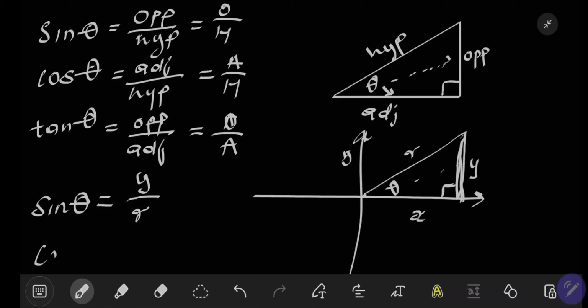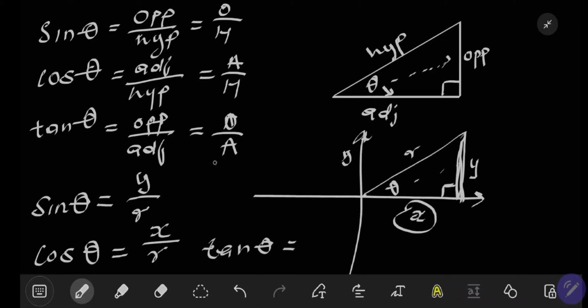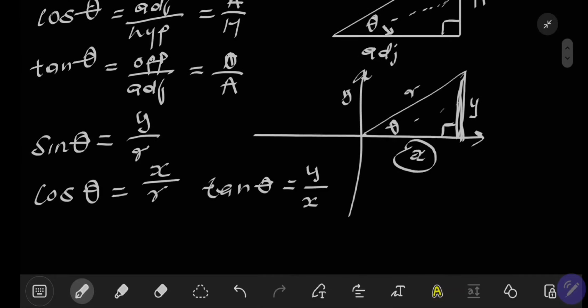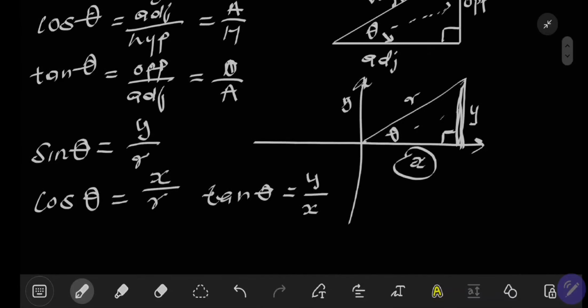Then we can define our cos of theta as the adjacent side, which is x, over our hypotenuse side, r. And our last trigonometric ratio, tan theta, we define as opposite over adjacent: the opposite side is y over our adjacent side, which is x. This is how you can define your trigonometric ratios on a Cartesian plane.